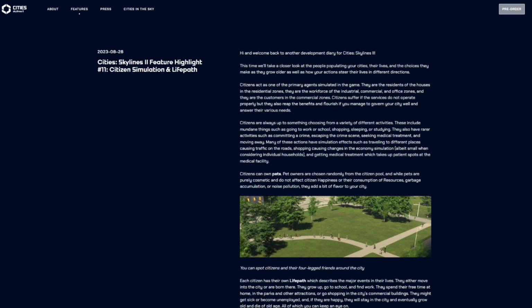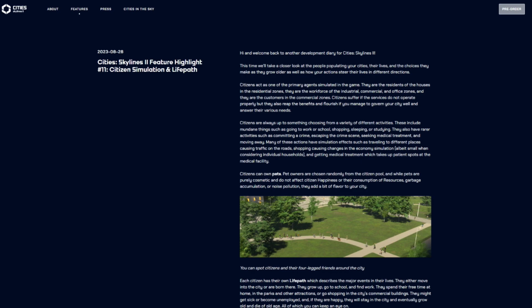Also, it is worth knowing that citizens can own pets. Pet owners are chosen randomly from the citizen pool, and while pets are purely cosmetic and do not affect citizen happiness or their consumption of resources, garbage accumulation, or noise pollution, they add a bit of flavor to your city.